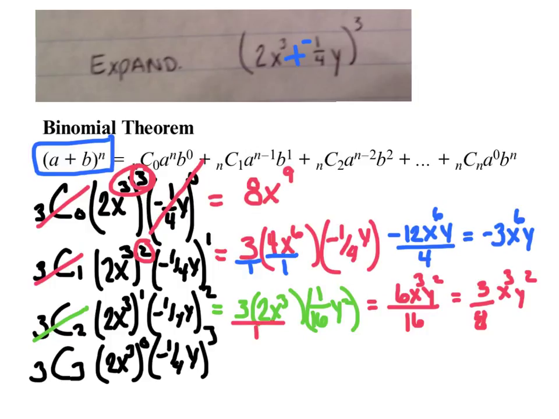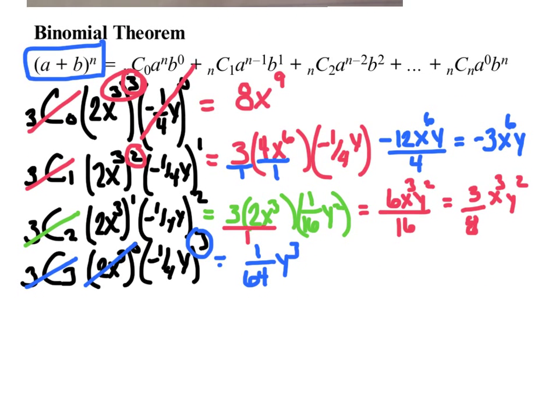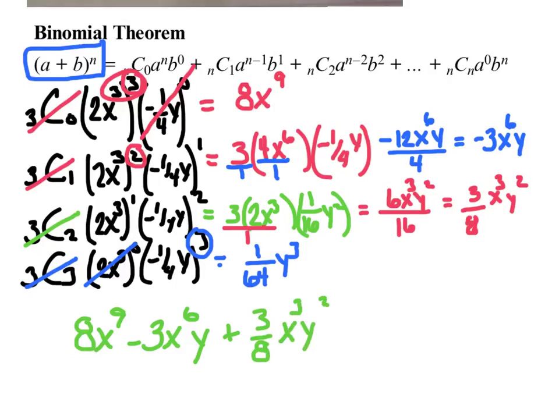Let's see. This becomes a 1. This becomes a 1. And now I'm going to cube everybody. Odd powers mean they're going to remain negative if they are. So cube the top, I get 1. Cube the bottom, I get 64. y cubed. Lastly, I'll just write out my terms in order with correct signs. I had 8x to the 9th minus 3x to the 6th y plus 3/8 x cubed y squared. That should have been a negative, minus 1 over 64 y cubed.